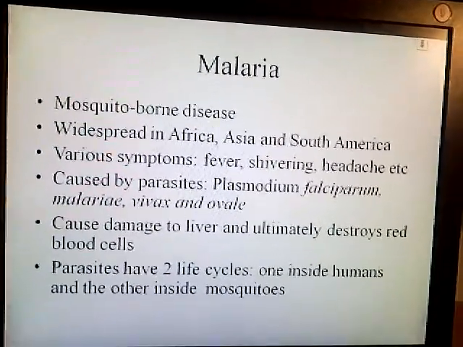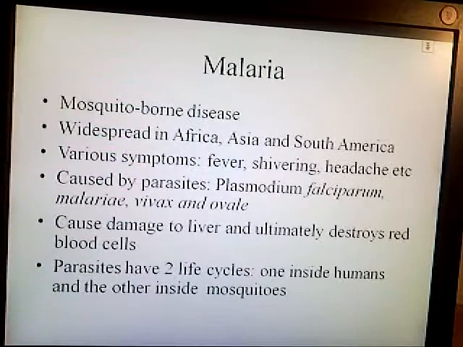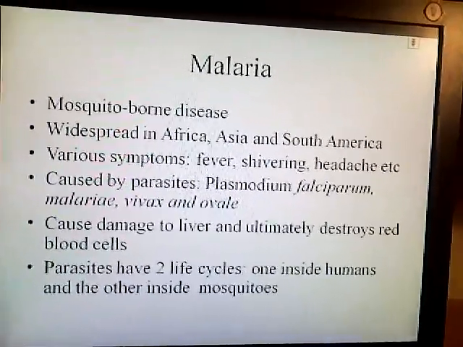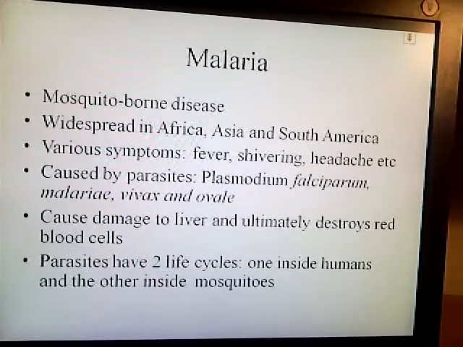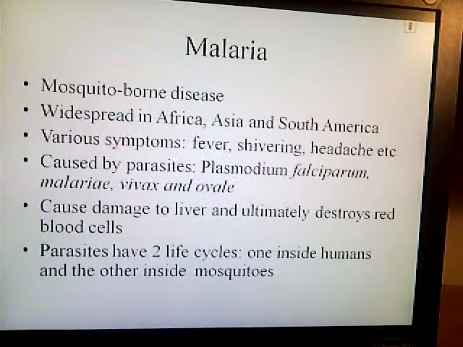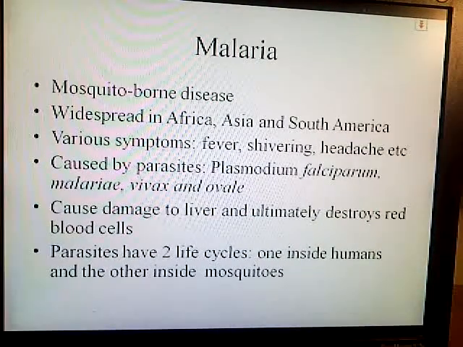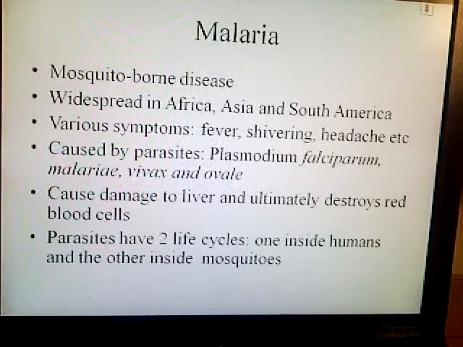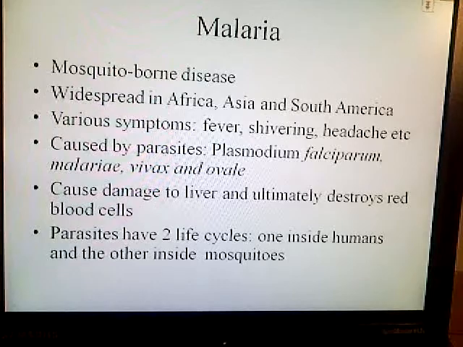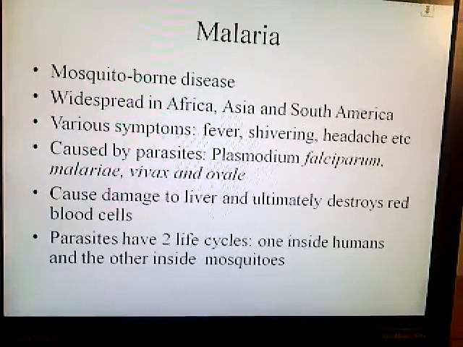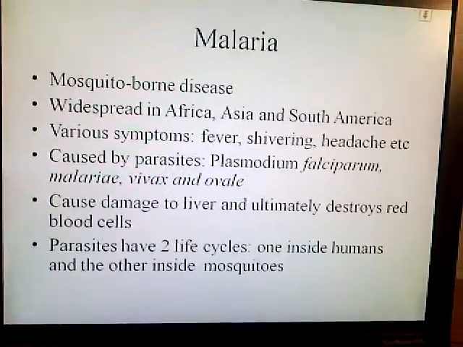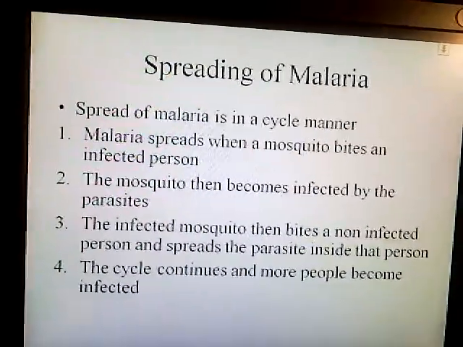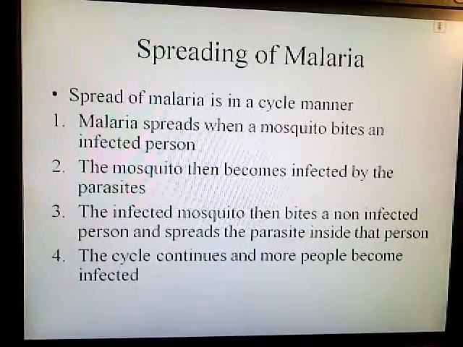Various symptoms include fever, shivering, headaches, chills, muscle pain, etc. It's caused by parasites. The parasites are Plasmodium falciparum, Plasmodium malariae, Plasmodium vivax, and Plasmodium ovale. It causes damage to the liver and ultimately destroys red blood cells. Parasites have two life cycles, one inside the human liver and the circulatory system, and the other inside the mosquito's guts.